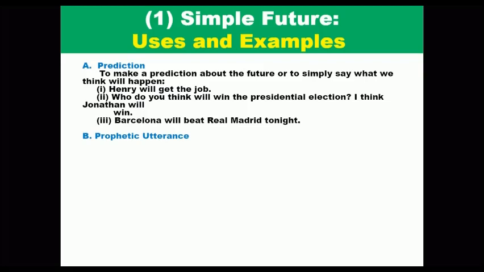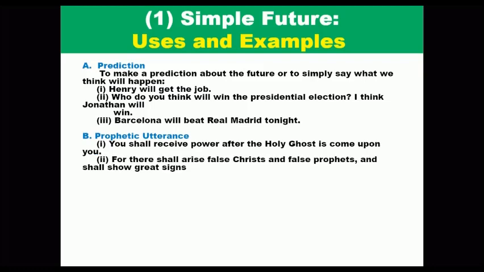Another use of the simple future tense is in making prophetic utterances. For example, you shall receive power after the Holy Ghost is come upon you. This prophetic utterance was made by the Lord himself in Acts of the Apostles chapter 1 verse 8. Another example is, for there shall arise false Christs and false prophets, and shall show great signs and wonders. Again, this statement is attributed to our Lord Jesus Christ himself in the Gospel of Matthew and other Gospels.